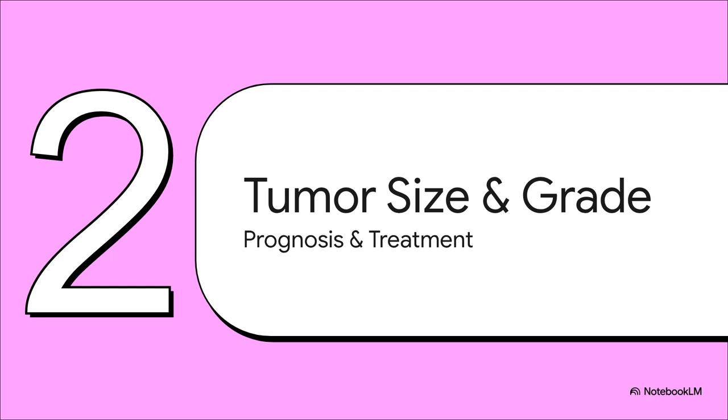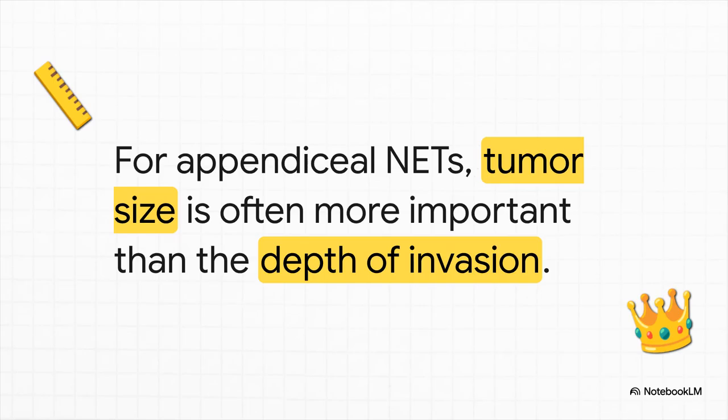Okay, so we've confirmed we have a well-differentiated NET. Perfect. Now we can zoom in on the two factors that are going to drive almost every clinical decision from here on out: the tumor's size and its histologic grade. Now here's something that's a little counterintuitive, right? In most GI cancers, we're obsessed with how deep the tumor has invaded, the T stage. But for appendiceal NETs, size is king. Seriously, the entire staging system is built around it. That means getting a super accurate measurement is absolutely, positively crucial.